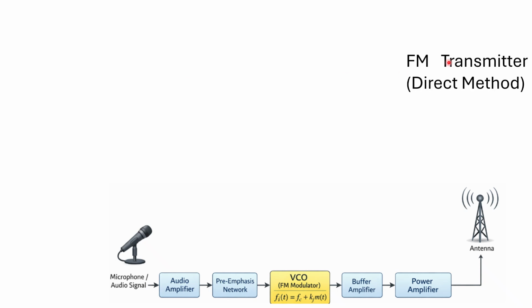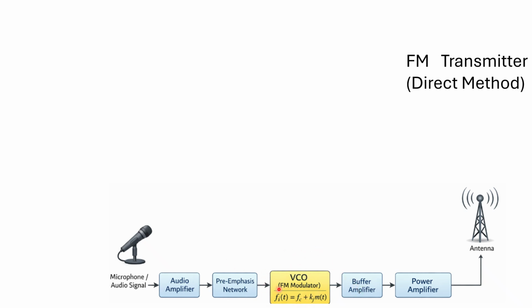Okay, so now let's talk about the direct method. The previous slide we discussed was the indirect method. Now we are going to talk about the direct method. In this technique, we will not use the frequency multiplier, we will use the VCO, that is the voltage controlled oscillator. First of all, we'll have the information, then the audio amplifier, then the pre-emphasis circuit, and then we will use the VCO.